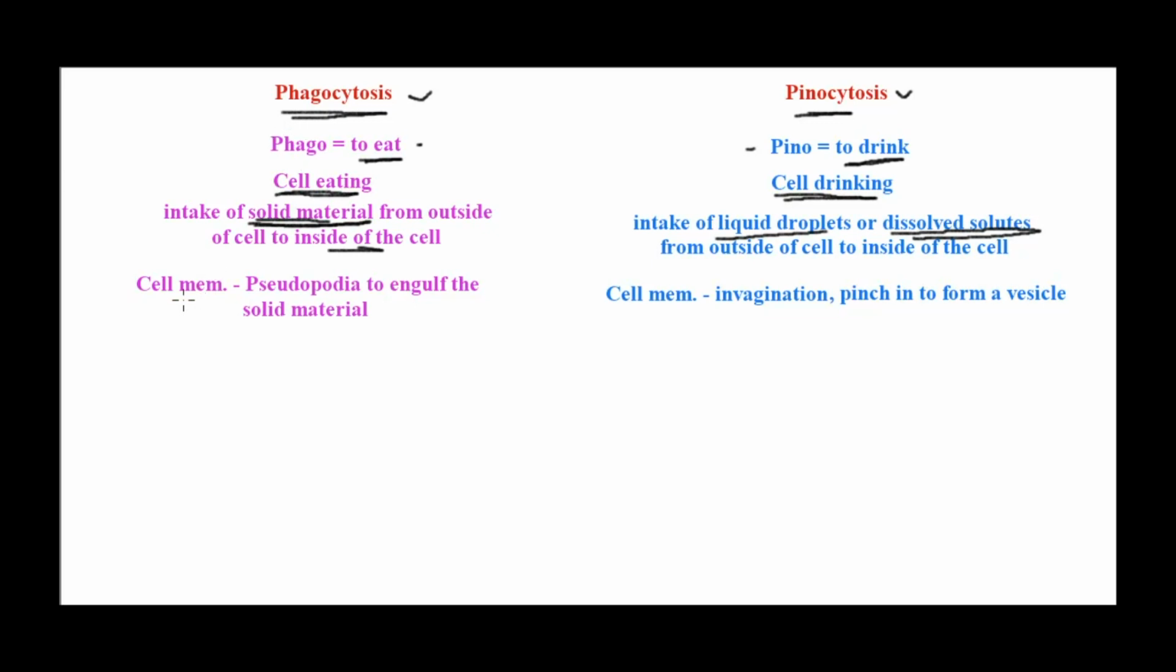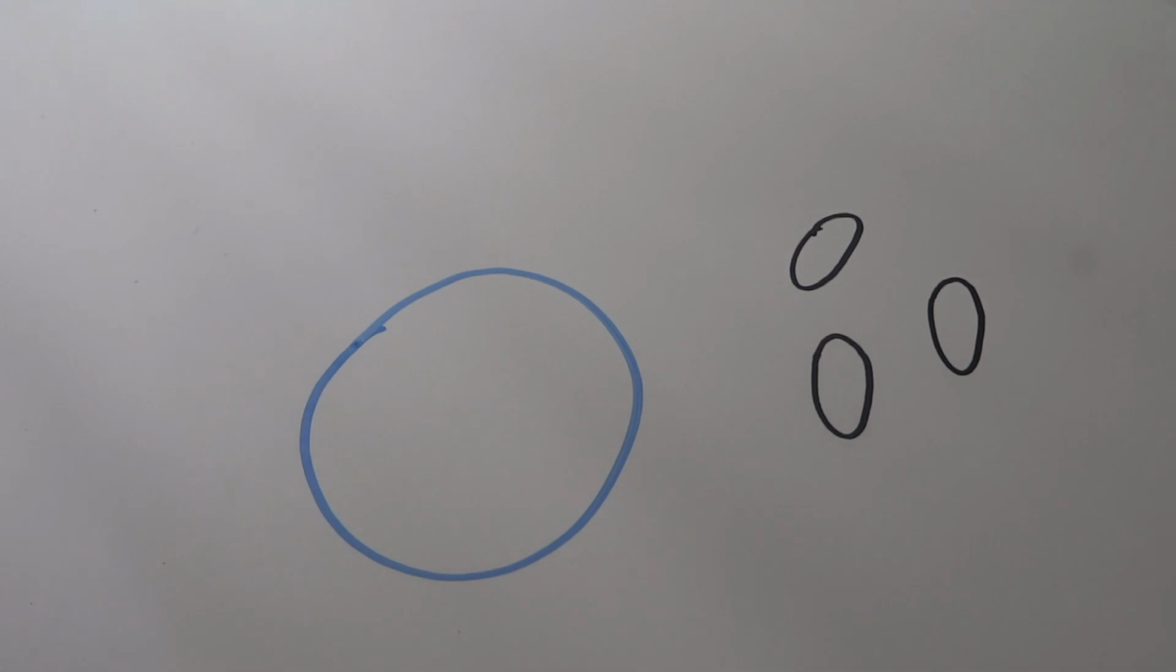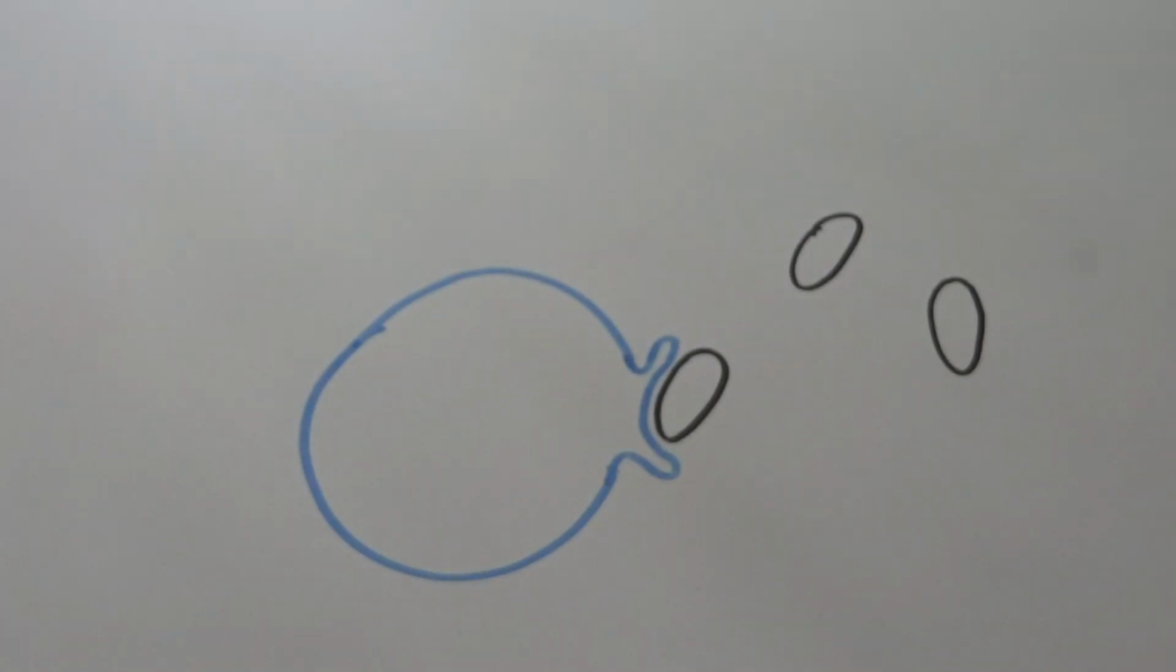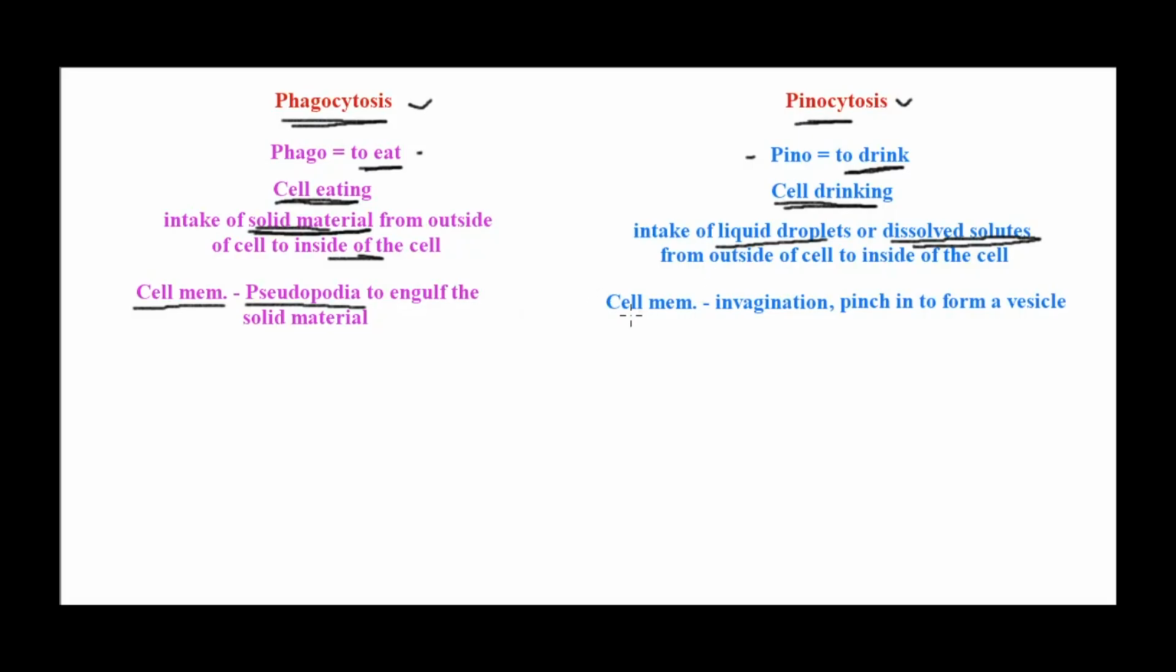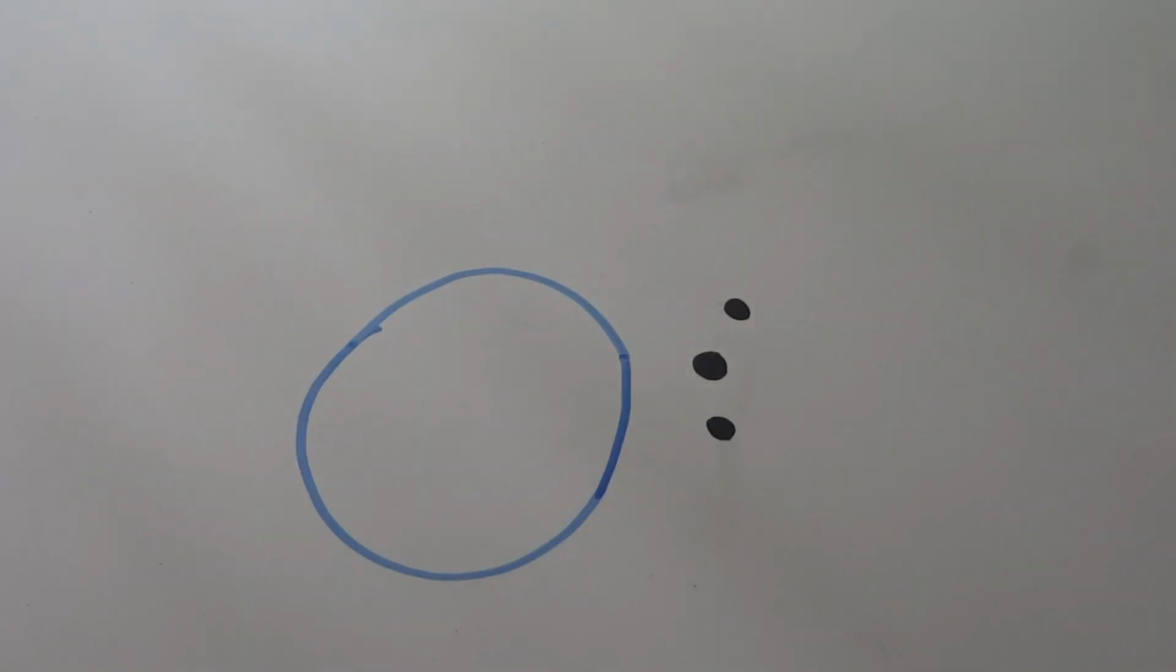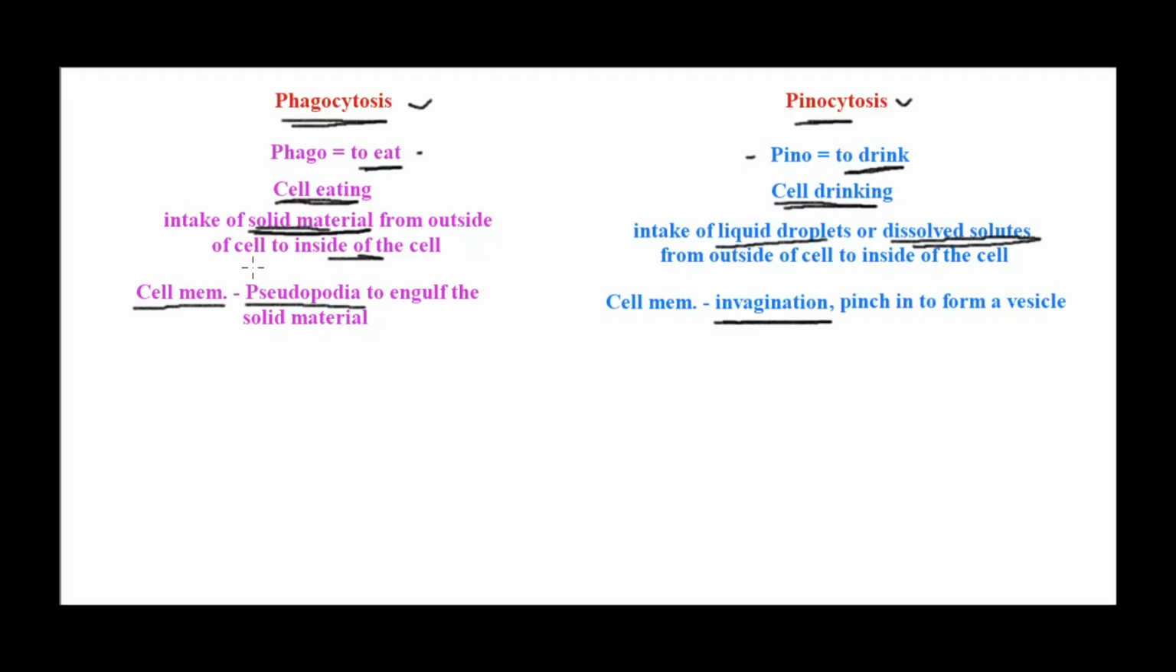In case of phagocytosis, the cell membrane produces something called pseudopodia, which we know is false feet, right? It produces pseudopodia to engulf the solid material. Whereas in case of pinocytosis, instead of formation of pseudopodia, there will be invagination. So the liquid droplet or the dissolved solute will be taken up in the cell by the formation of invagination, and again a vesicle will be formed. In that vesicle, the molecules are taken inside the cell.